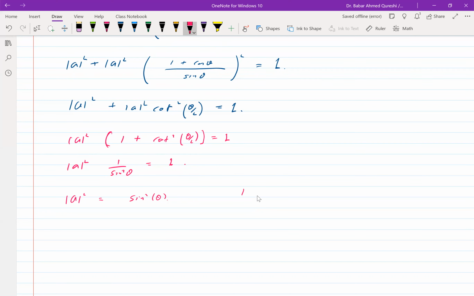So what would then be |B|^2? That would be, theta by 2 will come here also? Theta by 2. |B|^2 is then, it should be cosine square theta by 2.